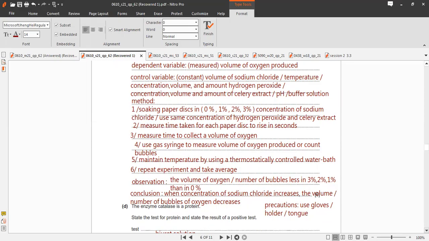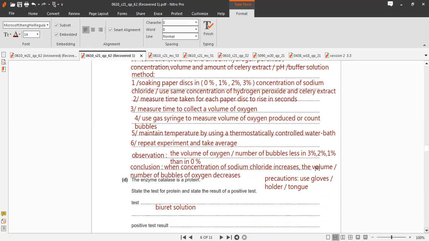Observation: the volume of oxygen or number of bubbles decreases less in 3%, 2%, and 1% than in 0% sodium chloride solution. Conclusion: when the concentration of sodium chloride increases, the volume or number of bubbles of oxygen decreases. Write precautions: use gloves, a holder and tongs.